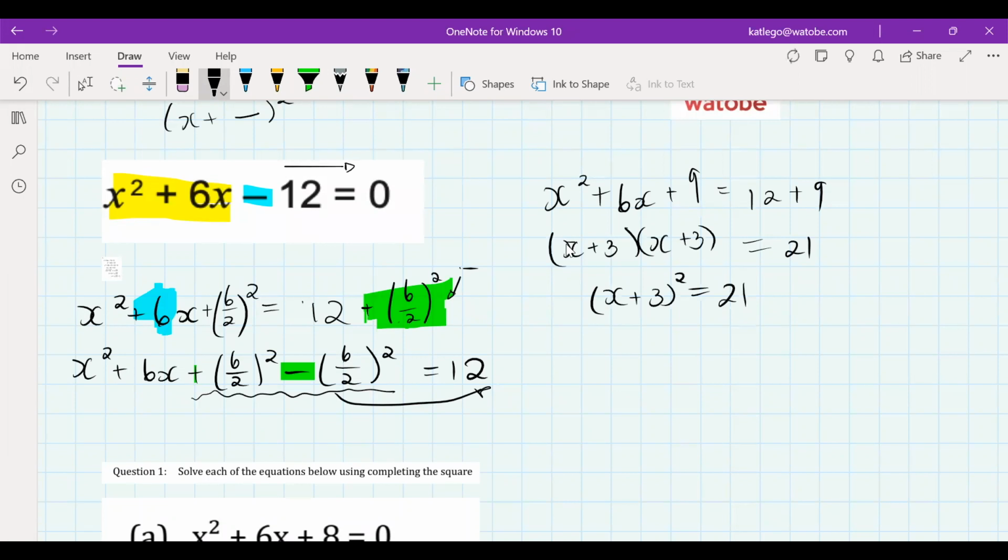How do we get rid of our square? I almost said the answer, but how do we get rid of our square? We square root. But what do we need to remember to add on our left-hand side? What do we need to add on our left-hand side when we're square rooting? I'm going to write it there, but to give it space.